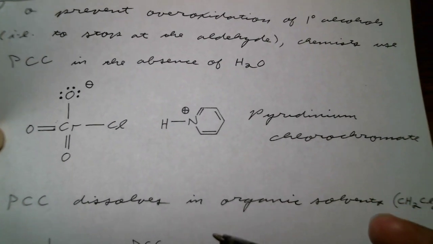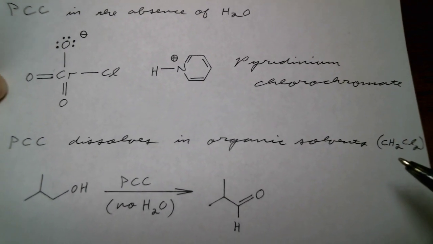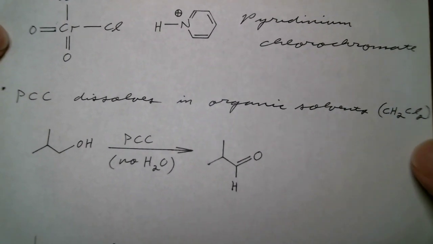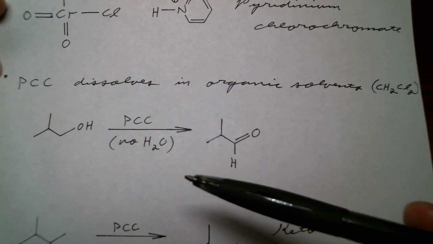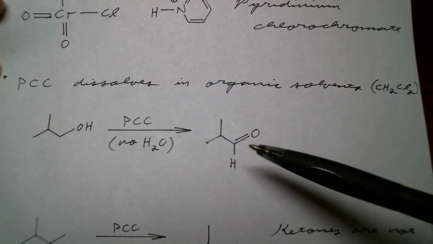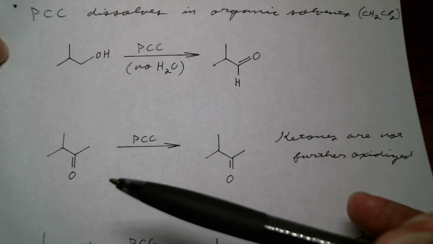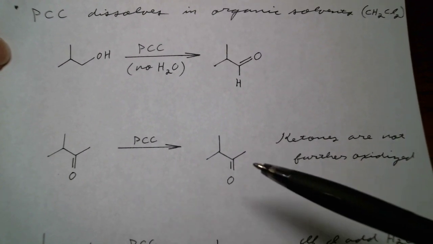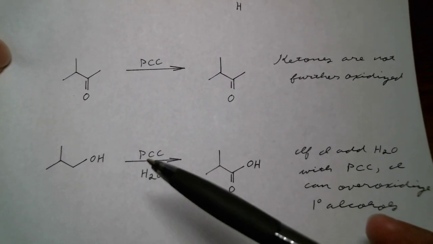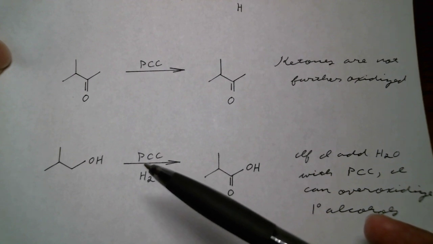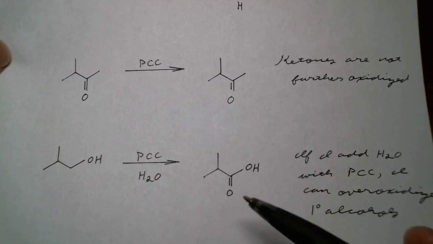What's nice about PCC is it dissolves in most organic polar aprotic solvents like dichloromethane, so we don't have to worry about having water present. So if we take this isobutyl alcohol and we add PCC and there's no water present, so we're in anhydrous dichloromethane, we stop at the aldehyde. It will not further oxidize ketones, so they get stuck. And like I said, if you throw in water, it behaves just like chromium trioxide or potassium dichromate in water. It will over-oxidize your isobutyl alcohol to a carboxylic acid.